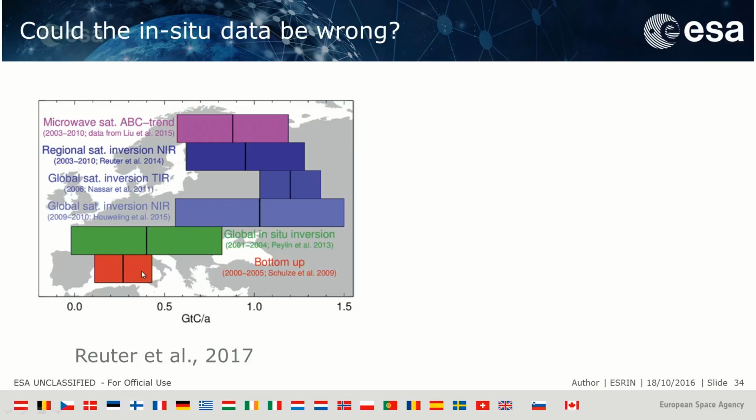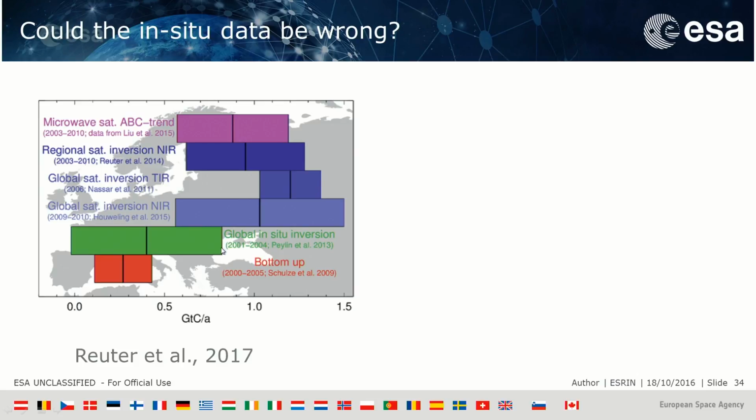So bottom up says, this is the European carbon budget. Bottom up says it should be maybe a sink of something like 0.2, 0.3. So gigatons of carbon and petagrams of carbon are the same. I just like to say petagrams. And the global in situ inversions based on surface data says it's a little bit bigger, but with some spread. And these are all from satellites. All the ones in blue are satellite-based studies. And they all say, no, it's 1 petagram.